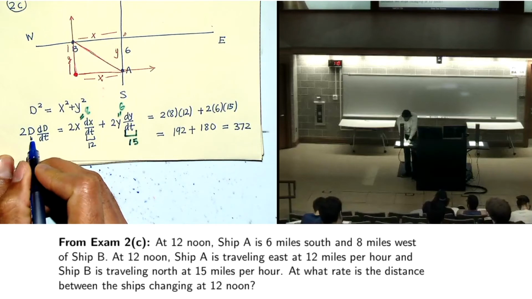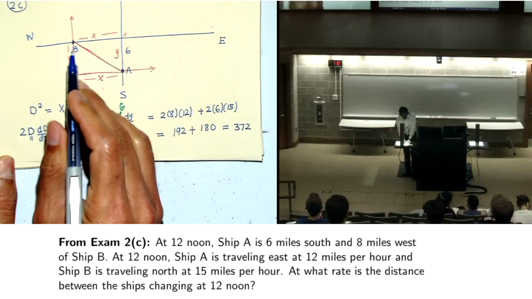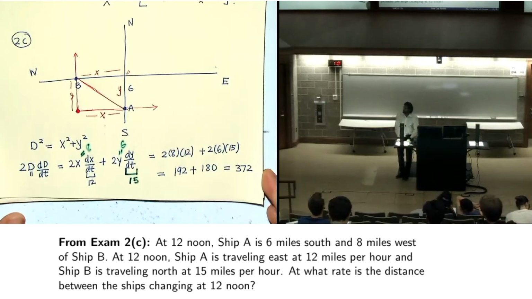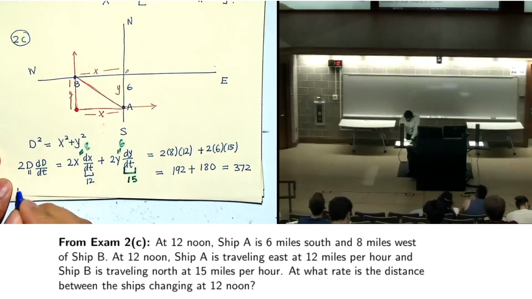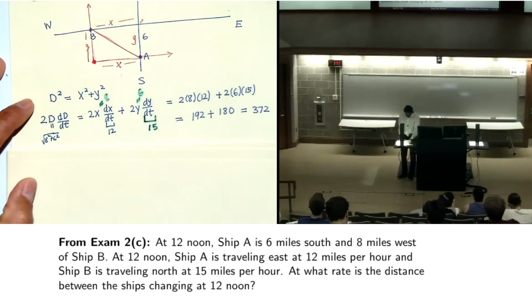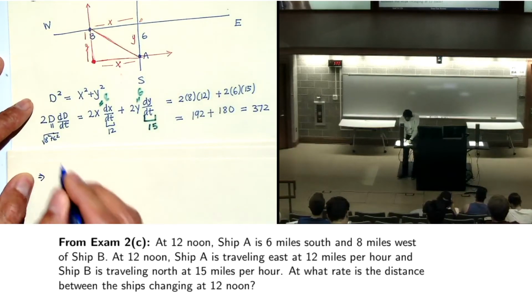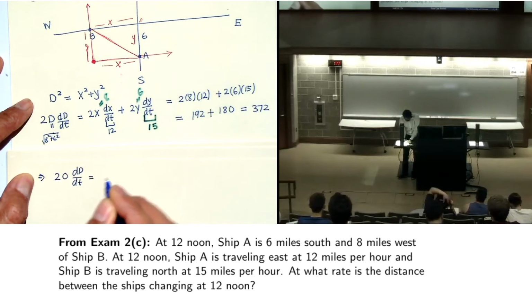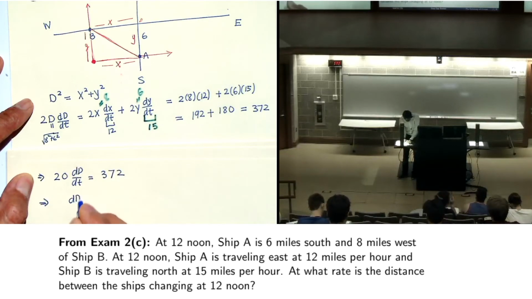Okay, so, but what is d? D is the distance, this square plus this square. So it means 8 square plus 6 square. You know, I think I should use another piece of paper. So therefore, this is going to be 10, so 2d is 20. And dt is going to be 372. So d over dt is going to be 372 divided by 20.